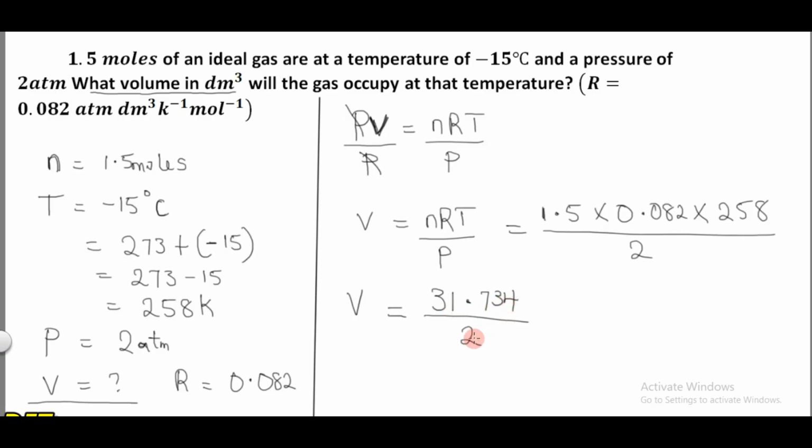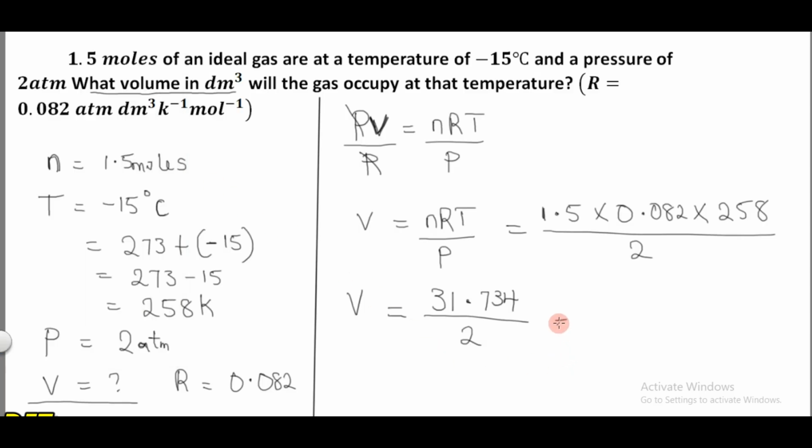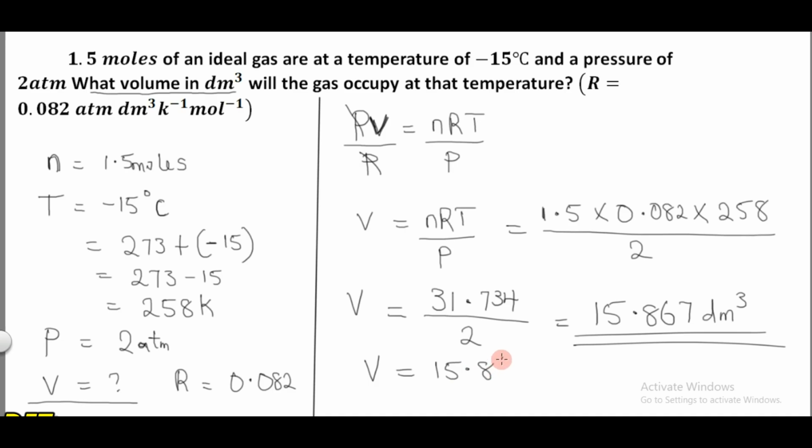So 31.734 divided by 2, if I press that in my calculator, will be equal to 15.867. So that will be equal to 15.867 dm³, because we are looking for volume, which is measured in dm³. So this is my answer to this question. My volume is equal to 15.867 dm³.